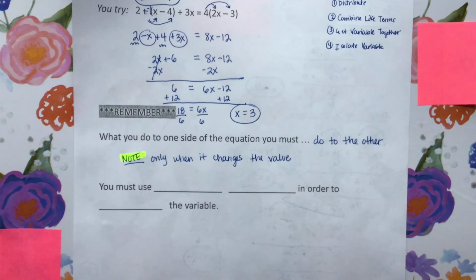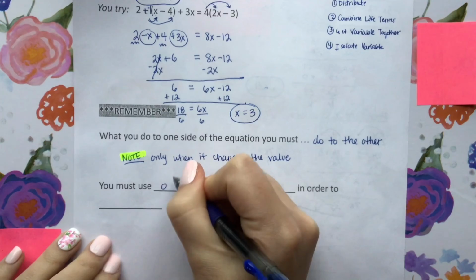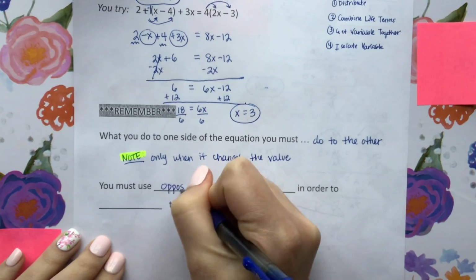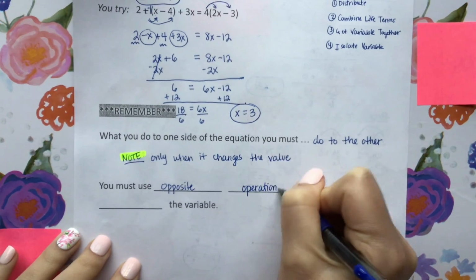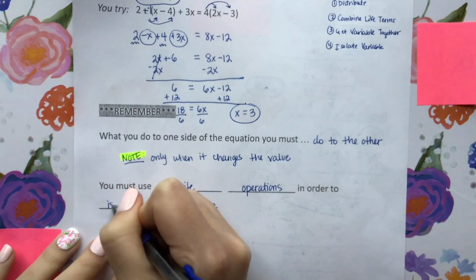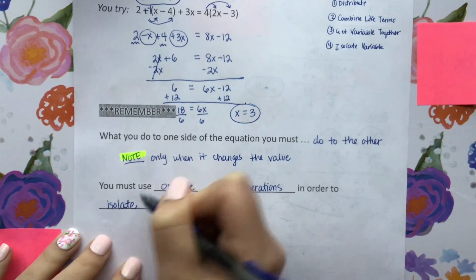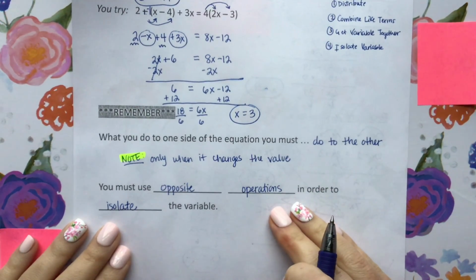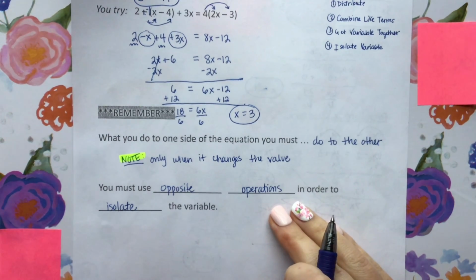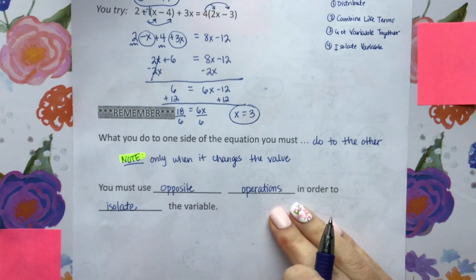Next, in order to isolate the variable, you must use opposite operations to isolate the variable. This is key. So if you remember these two things, you should be doing pretty okay with solving multi-step equations and equations where the variable is on both sides of the equal sign.